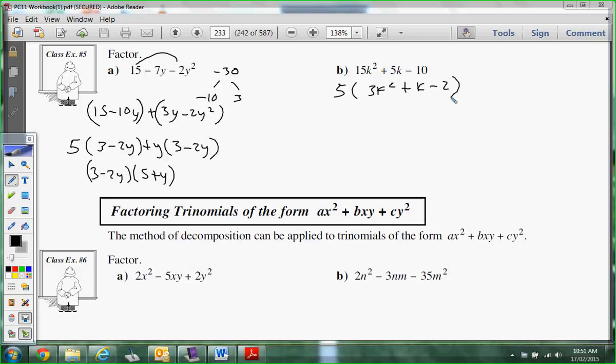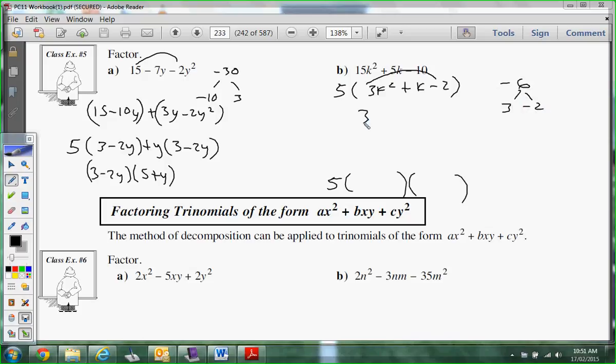What I like to do is, don't let this 5 bother you, just know that down here at your answer, you're going to have a 5 in the front. That's all you need to know. Otherwise, just ignore it, and we're going to factor this. So 3 times negative 2 is negative 6. Factors of negative 6 that give you 1 are 3 and negative 2.